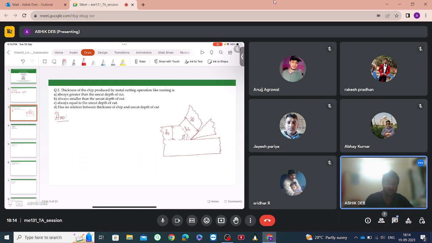We are asked to find whether t is greater than t naught, or t is less than t naught, or t is equal to t naught, or there is no relation between t and t naught. Which one do you think is the correct answer? A. Yes, so it is always greater than the uncut chip thickness. Why do you think this is the answer? Why will it be greater?